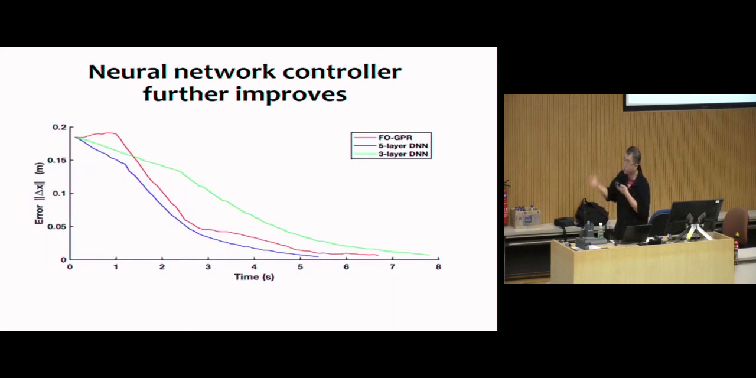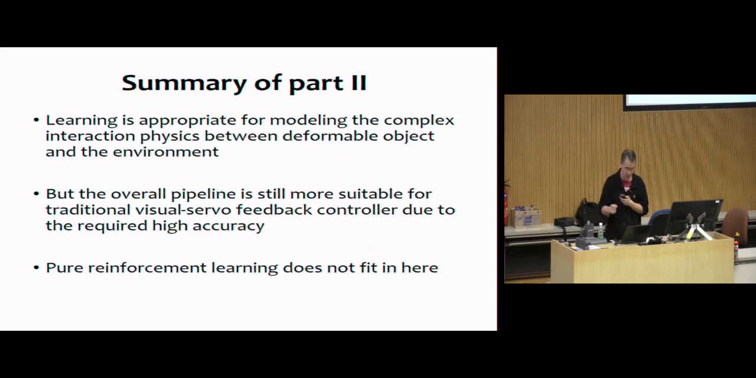And the neural network indeed can further improve the performance. Okay. So this is my very fast introduction about deformable object manipulation. And as you can see, in this part, we have shown that learning is appropriate for modeling the complex interaction between the deformable objects and the environment.